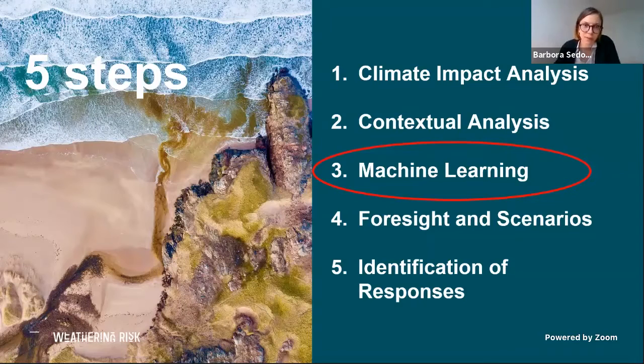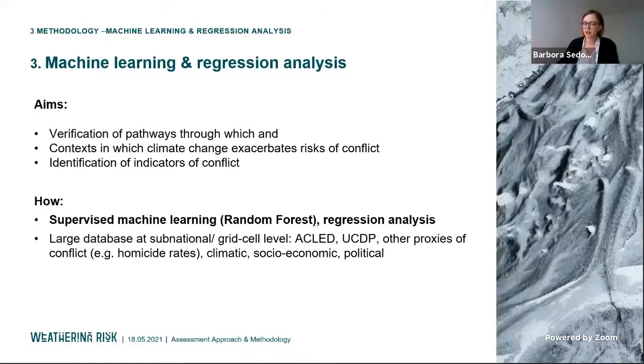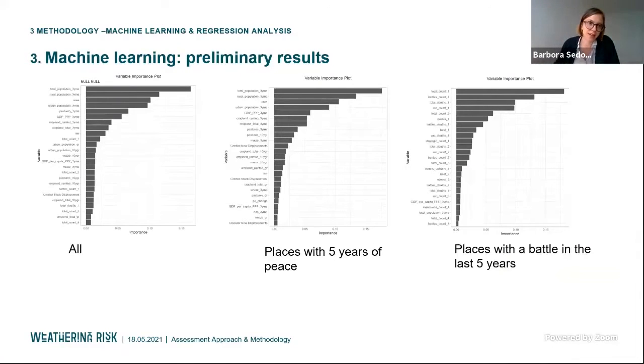As for the machine learning, maybe just a brief insight into how it will feed into the whole analysis. We will draw on random forests to verify pathways through which, and contexts in which, climate change affects risk of conflict, as we learned in the second step of the assessment, the contextual analysis. We will identify a set of indicators and analyze whether the set of indicators differs for conflict onset or for places that have recent conflict histories.